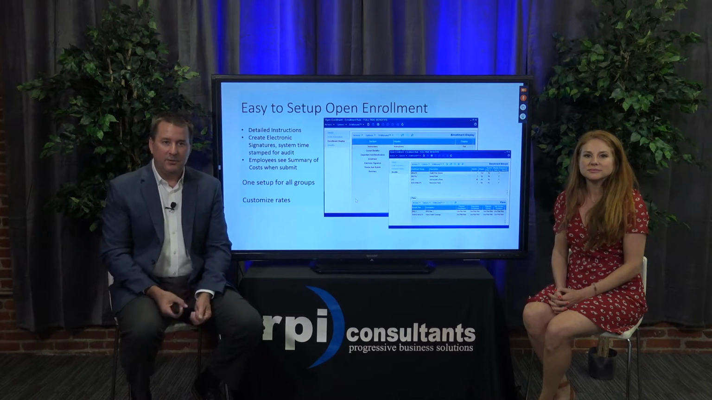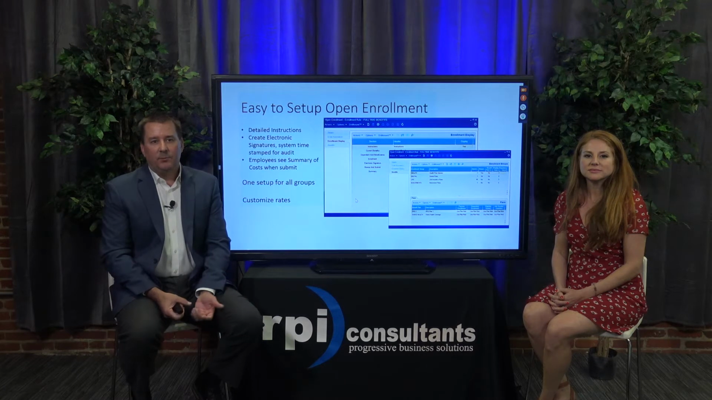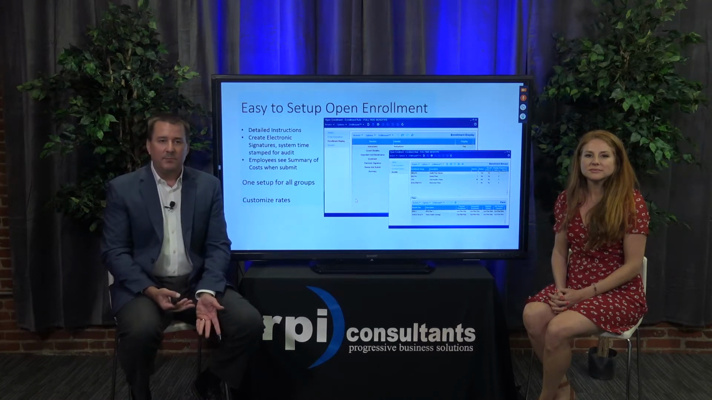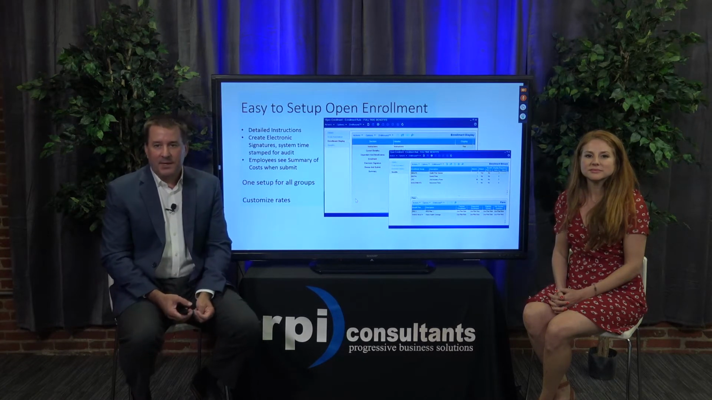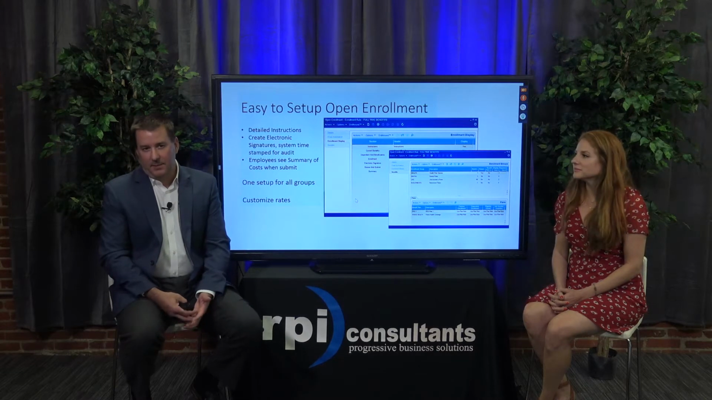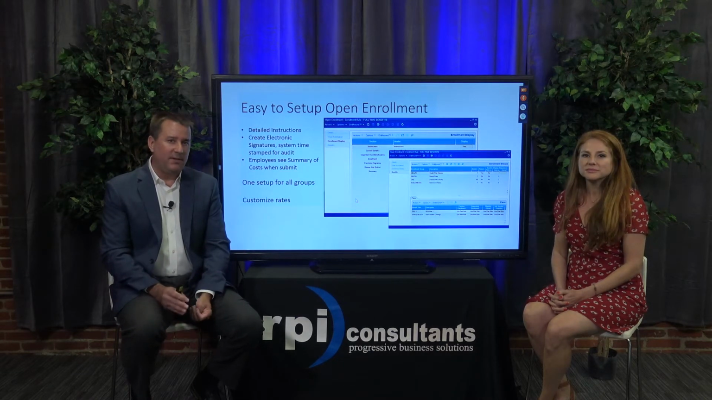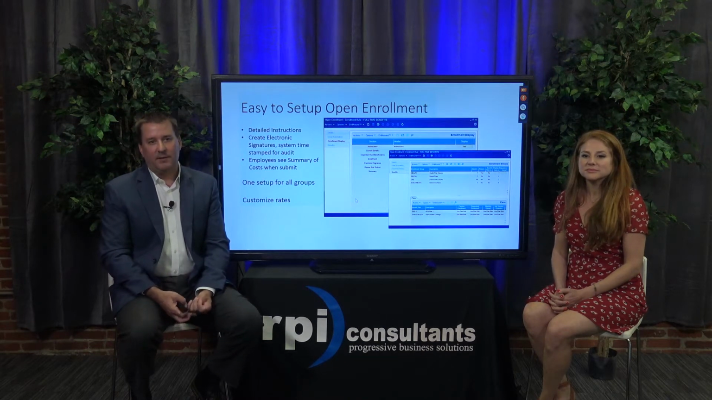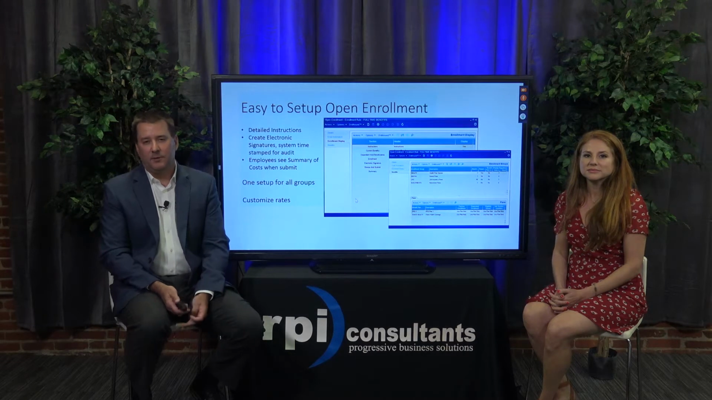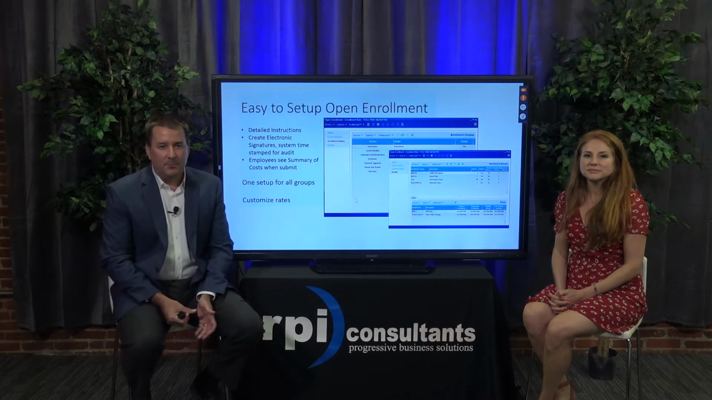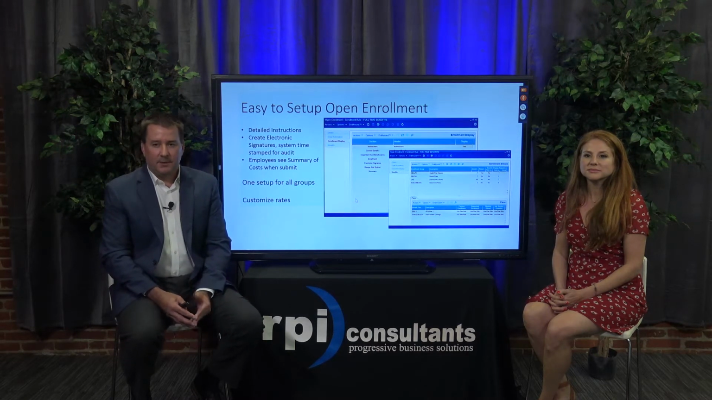The other thing you can do is that last thing, the summary. The employees will see a summary of their costs when they submit their elections. Part of the setup is you basically create one setup for all your employee groups. You can customize those rates for the employee groups based on what they see and who's eligible for each of those groups. But it's a much easier setup there.